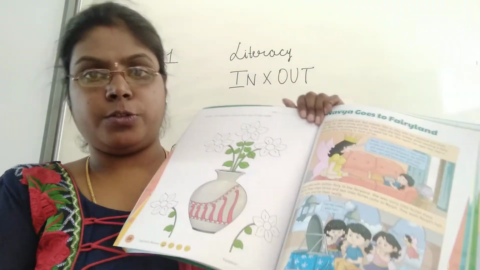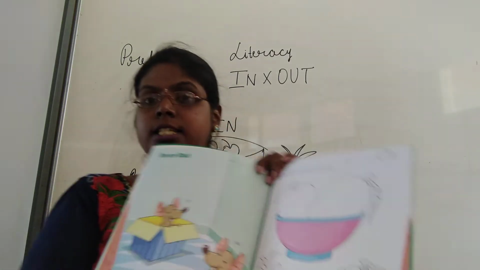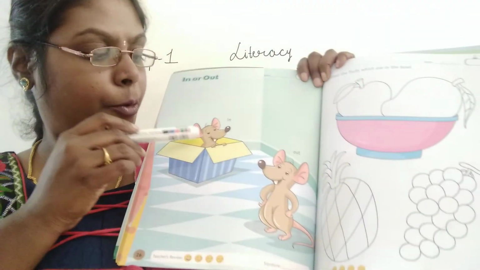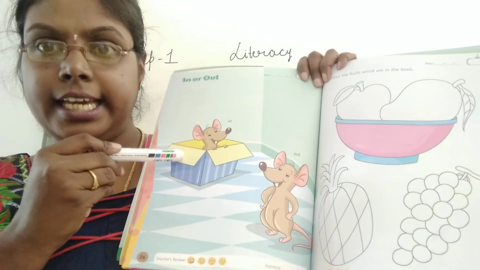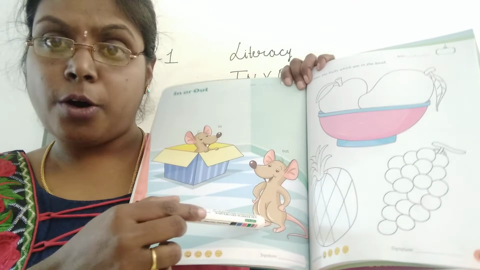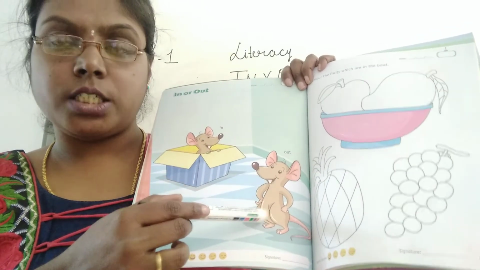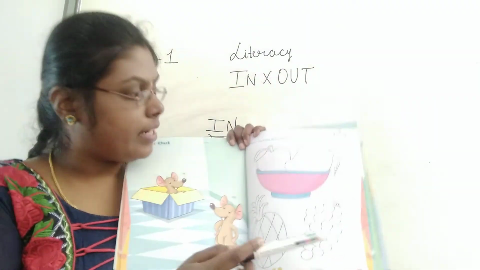In, out. So let us discuss once again. Page number 26, book number 5. This rat is in the box. In. This rat is out of the box. Out. And look at page number 27.